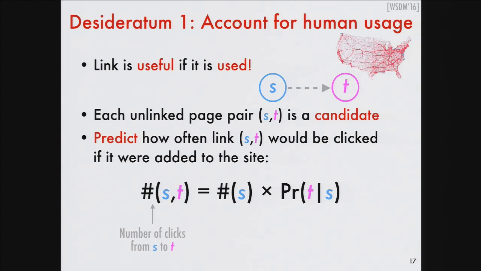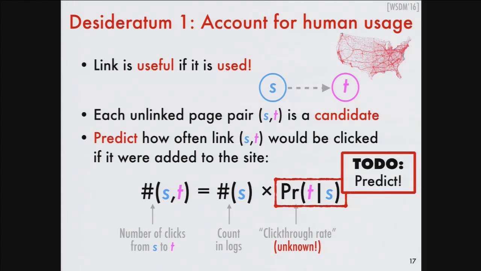And here's a very simple formula for that. The number of clicks that a link from S to T receives can be decomposed into the number of times that the source of the link is visited, times the probability of clicking through to the target, given that the user is in the source. I call that probability the click-through rate. Now that first quantity, the number of times the source is visited, can simply be counted in the logs. So that's easy. That's not possible, however, for the second quantity, the click-through rate, because the link doesn't even exist yet. So we can't count how often it is clicked. So the task then is to instead predict the click-through rate of a link before the link is even introduced.